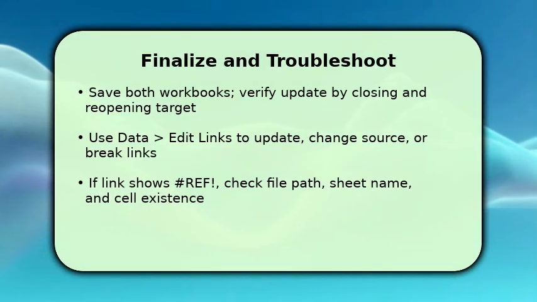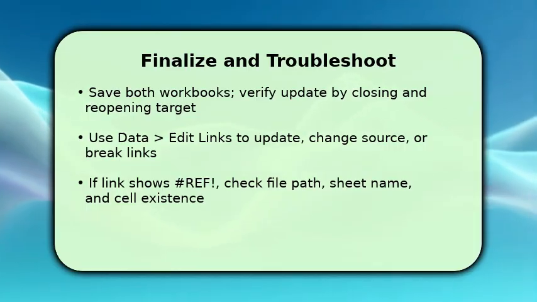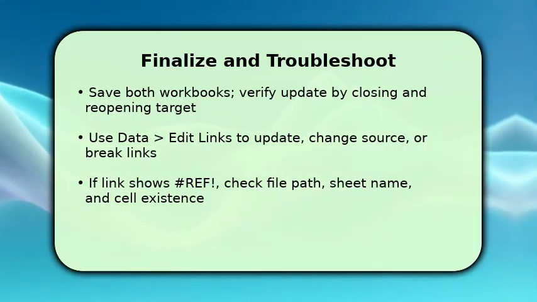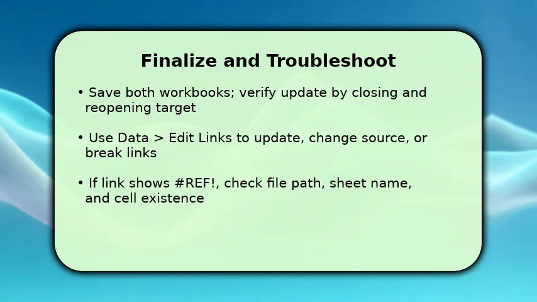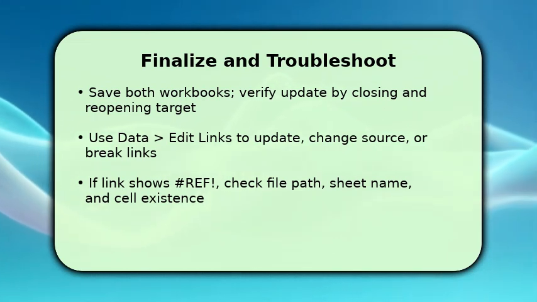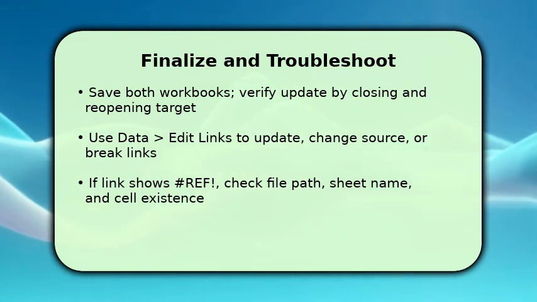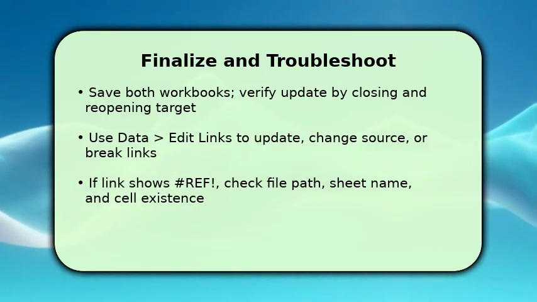Finish by saving both files and testing the live connection. Close the source, reopen the target, and allow Excel to update links. If you need to change the source later, use Data, Edit Links to point to a different file or to break the connection.